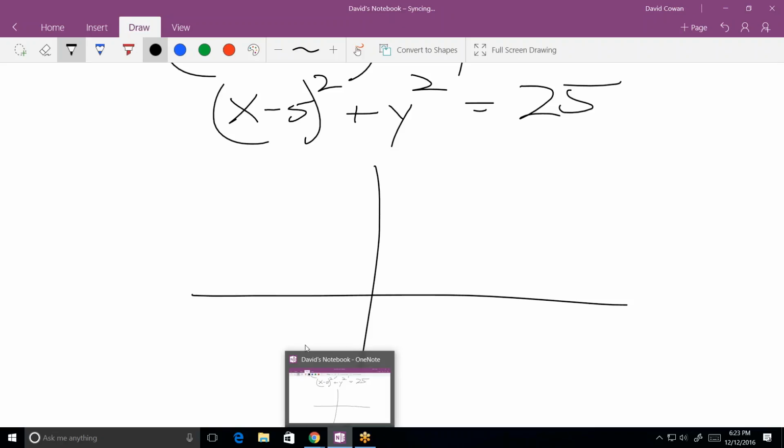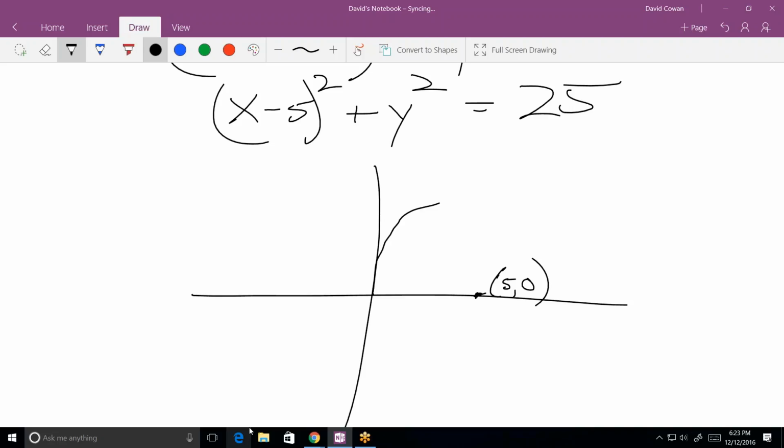Sorry, when I said it was going to be on the y-axis, what I really meant was the y-coordinate of the center is 0. Which does put the center of the circle where you said, which is 5 comma 0. It's on the x-axis. And then we know the radius is 5. In other words, on the right side of the equation is the radius squared. So our radius has to be 5, which makes the circle tangent to the y-axis, because this distance is 5.